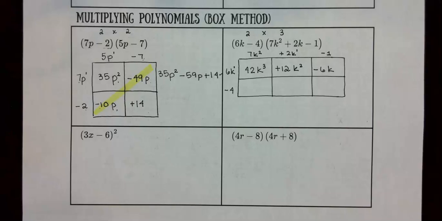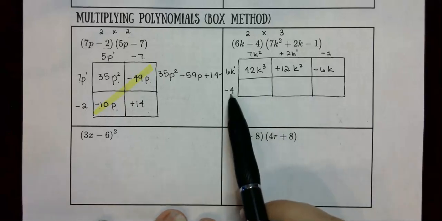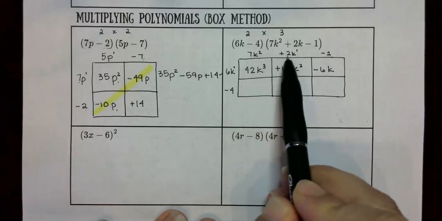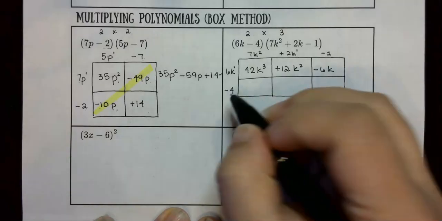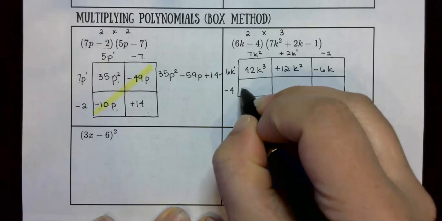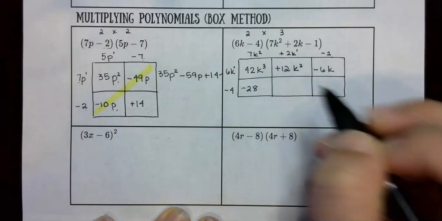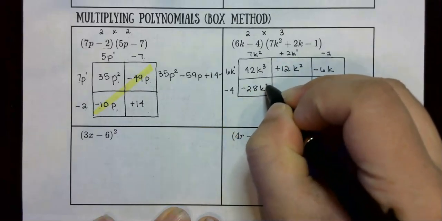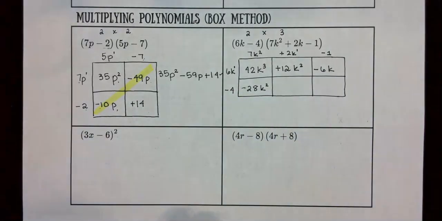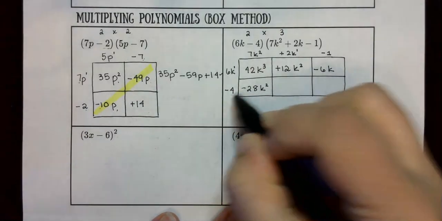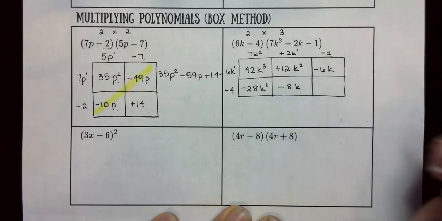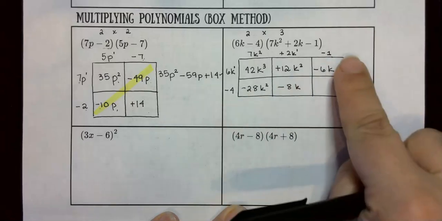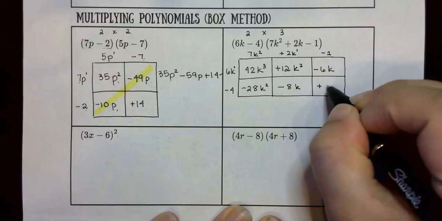Now I'm done with the first part. We've got to go ahead and multiply by negative 4. So we're looking at these numbers up here, and they're getting multiplied by negative 4. So negative 4 times 7 gives us negative 28. Bring down the k squared, because the negative 4 has nothing to add to it. Negative 4 times 2 is negative 8. Bring down your k. And then negative 4 times negative 1 is a positive 4. No k's.